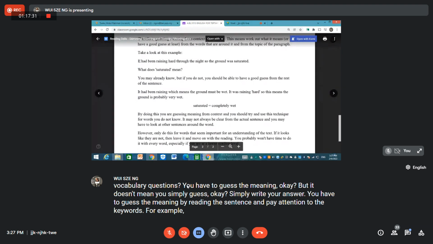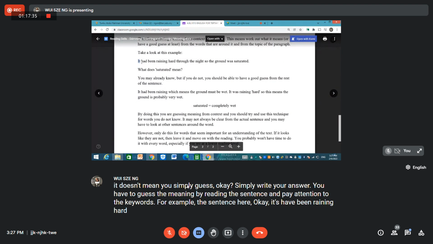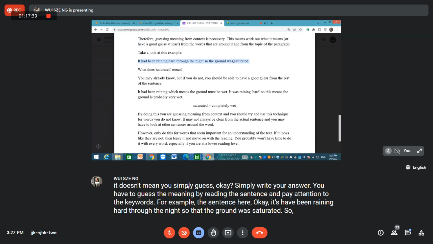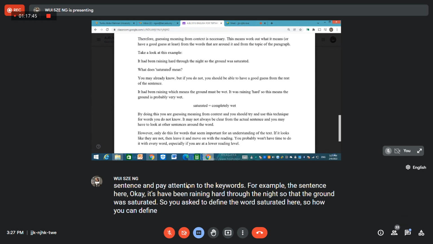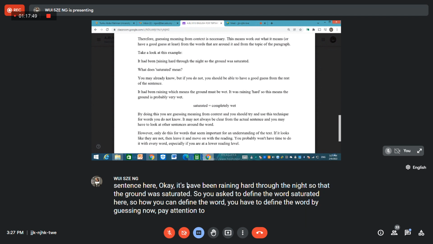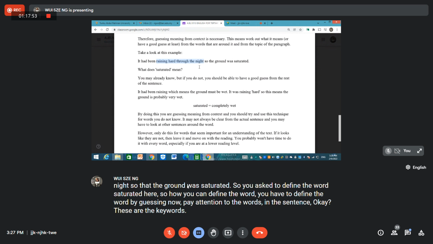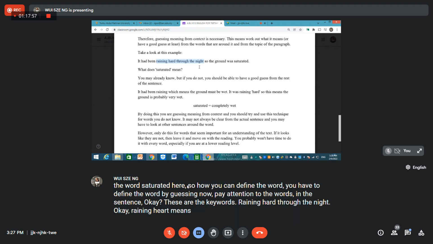For example, the sentence here: it had been raining hard through the night so that the ground was saturated. You are asked to define the word saturated here. So how can you define the word? You have to define the word by guessing. Pay attention to the words in the sentence. These are the keywords: raining hard through the night. Raining hard means raining heavily.